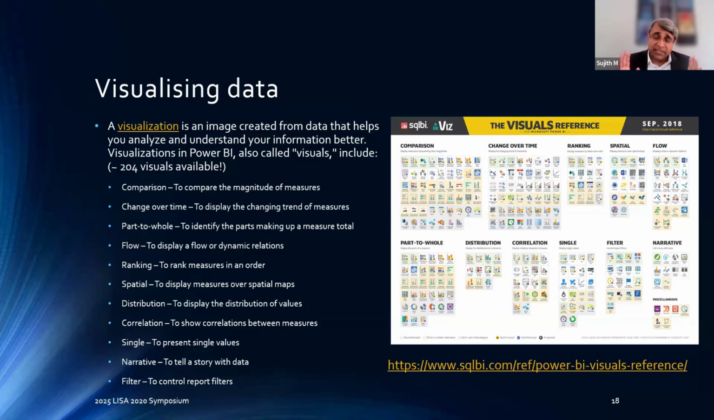Now, there are quite a few standard visuals. In fact, there are 204 visuals already available. So you think of something, it should already be there. You want to do a comparison, time series, a spatial mapping, or a distribution box plot, or a correlation scatter plot. All of them are already available. I'll show that to you when we have the demonstration of the visualization pane. In fact, I've also linked the SQL BI in here.